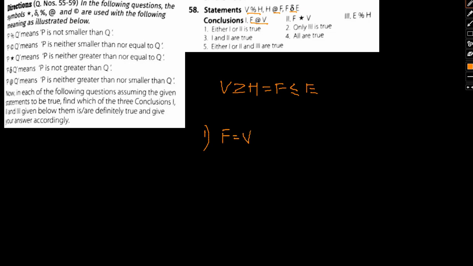f equal to v. Can we say f is equal to v? No, we cannot say because there's a blockage over here if we go through this. So 1 is wrong. So number 2, f star represented less than f star v. Can we say v is greater than f? Yes, we can say. No, we cannot say exactly v is greater than f.